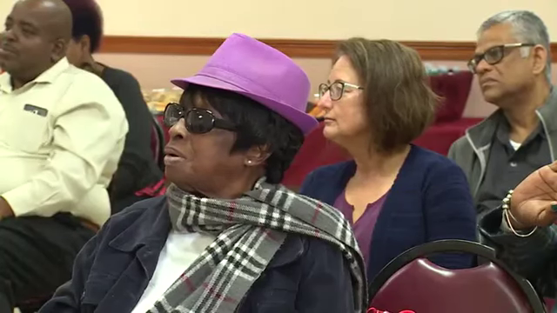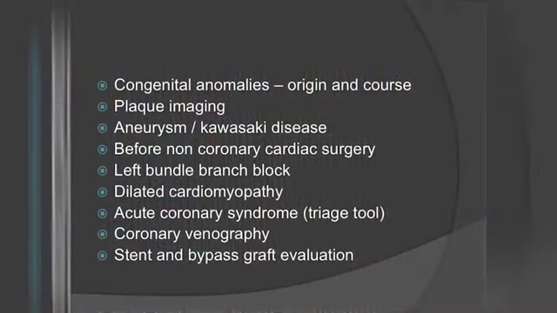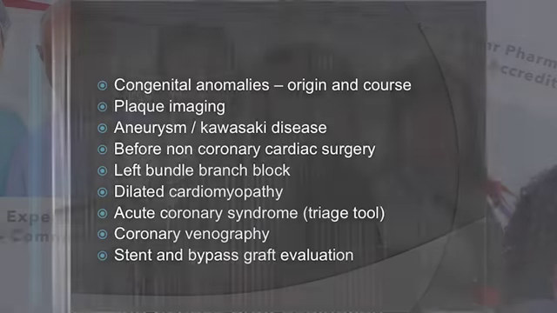We have these patients with atypical chest pain who have come in. You want to rule out coronary artery disease. However, you want to rule out other diseases too. It could be a pulmonary embolism. It could be an aneurysm in the aorta with a dissection. So there are other differential diagnoses. So to triage these patients, which are atypical for a true coronary artery disease in the acute setting, CT angio is a great tool. Venography, stent and bypass evaluation.